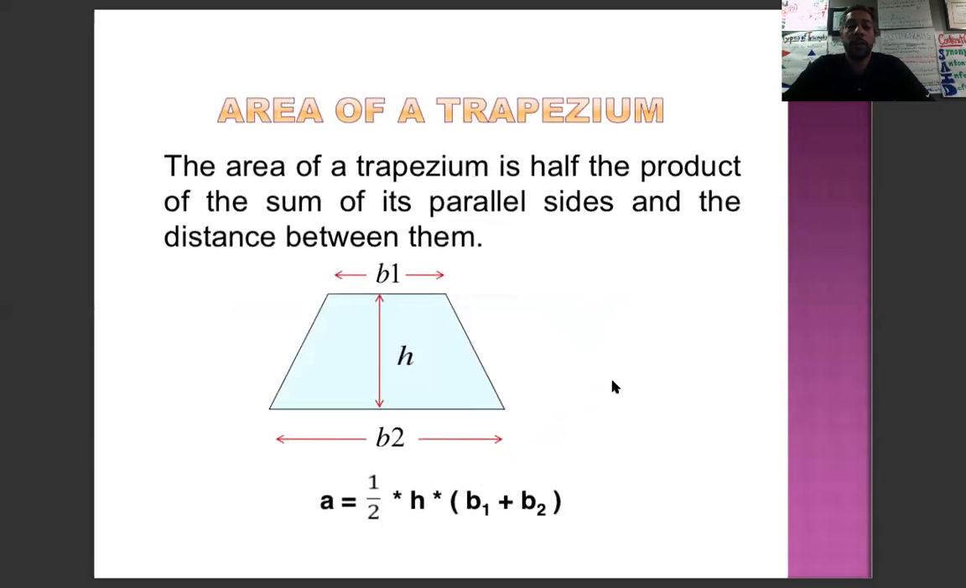The area of a trapezium is half the product of the sum of its parallel sides and the distance between them. So half the sum of the parallel sides and the product of the distance between them. 1/2 the sum of the parallel sides times the distance between them.